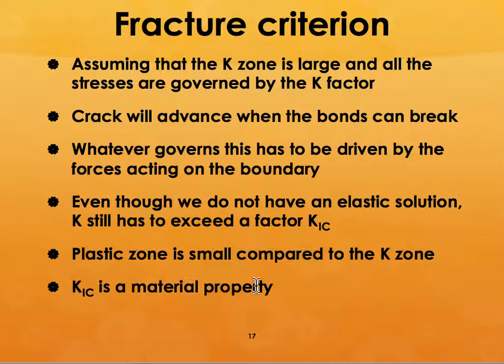So you have two zones, one is the K zone and the other one is the plastic zone. If you assume that the K zone is pretty large and all the stresses are governed by the K factor, the crack will advance only when the bonds can break. So if you have a brittle material which has a very, very high yield stress, whatever governs this has to be driven by the forces acting on the boundary. In any case, you have to have the stress intensity factor exceeding a critical stress intensity factor, and if it is in mode 1, then it has to exceed the stress intensity factor K1C.